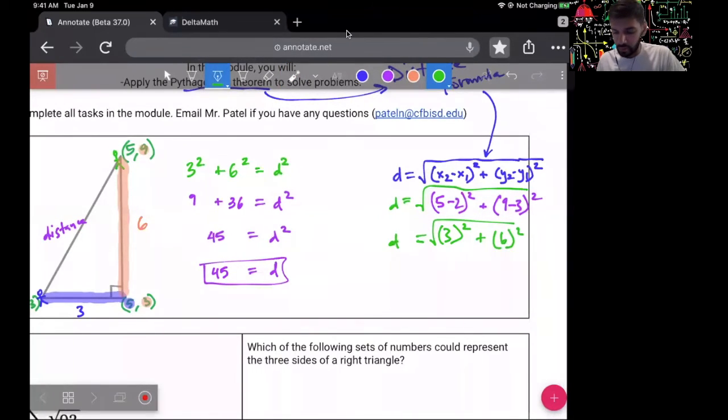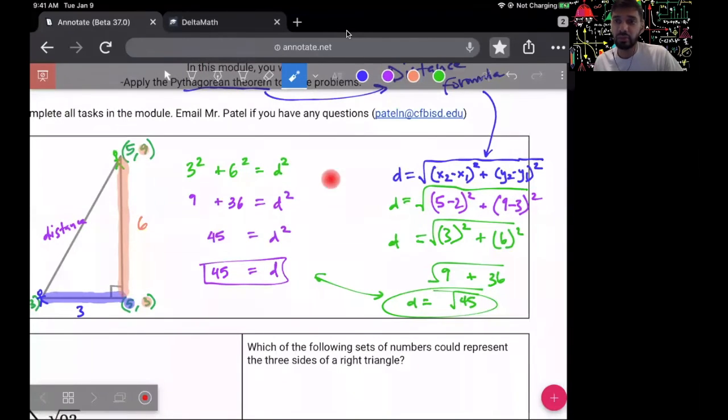I continue to do the problem. 9 plus 36 with the square root on top, 45 with the square root on top. D equals 45. Boom. Same exact thing. These two formulas are essentially the same thing. They just look different, but they're the same. We did the same thing with both of them.